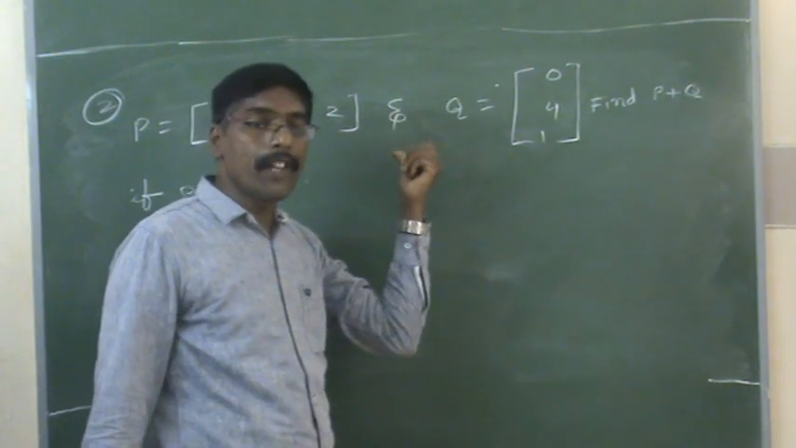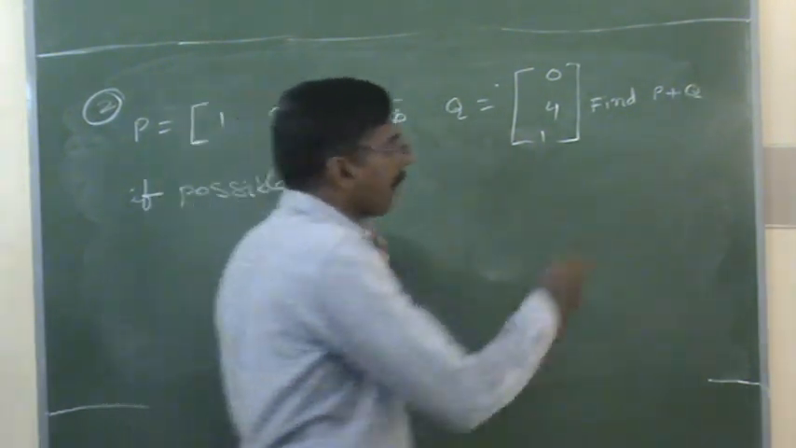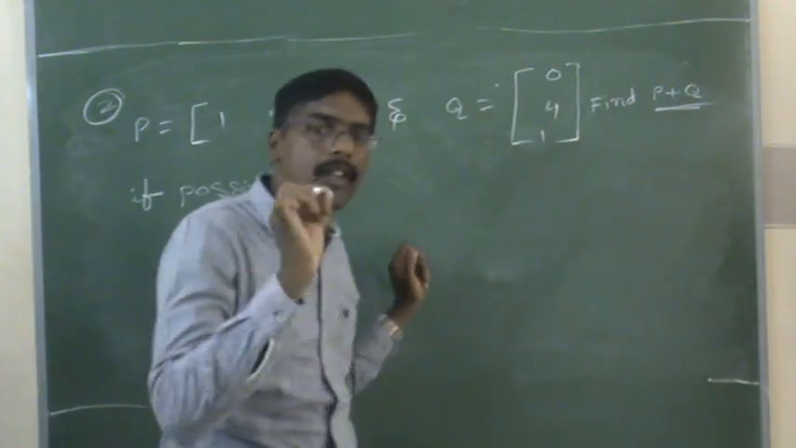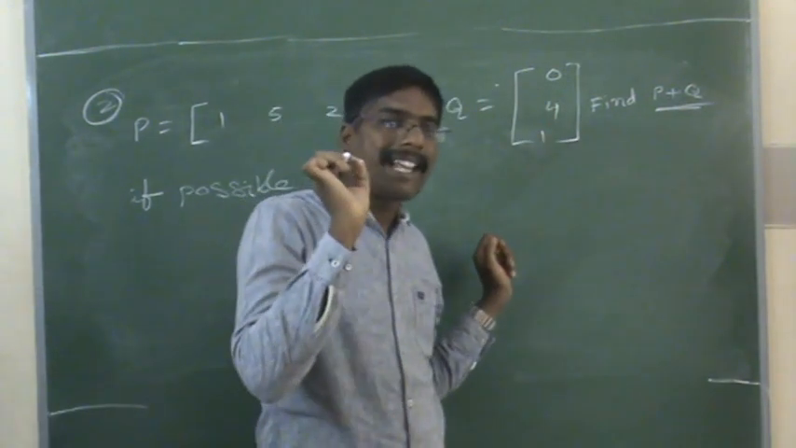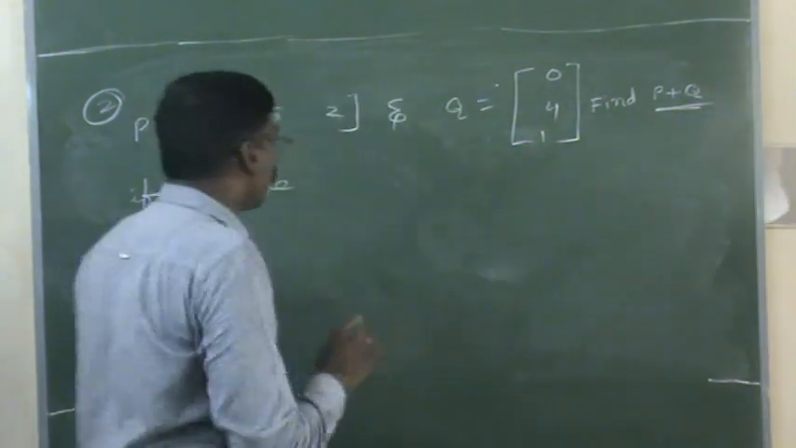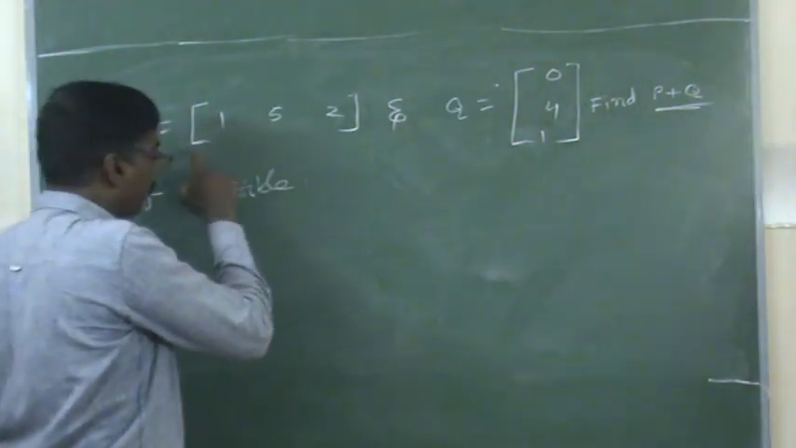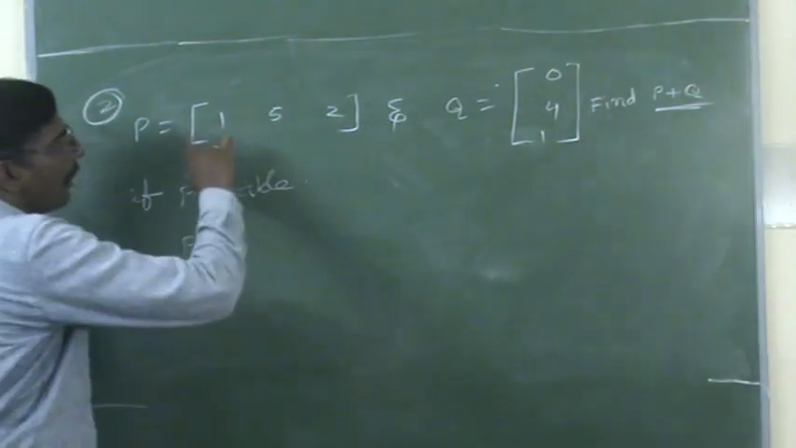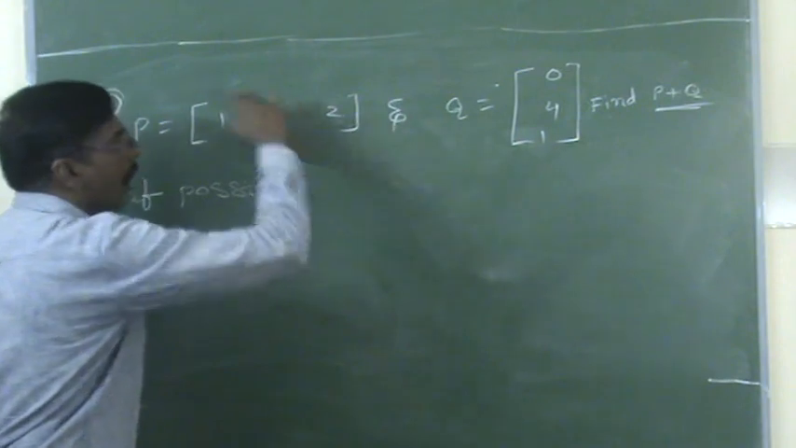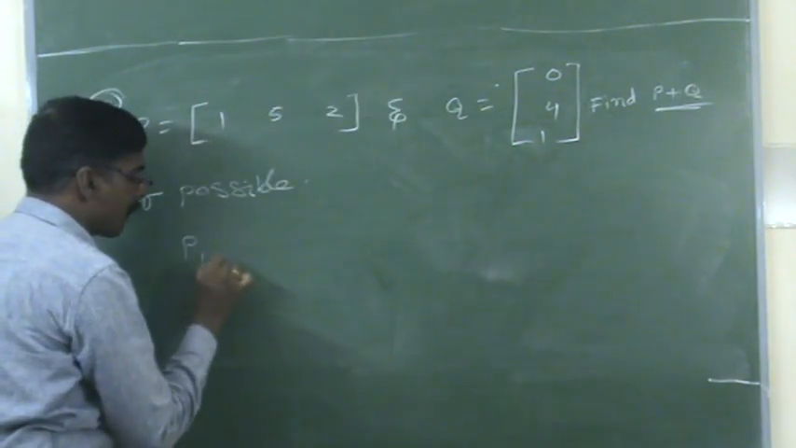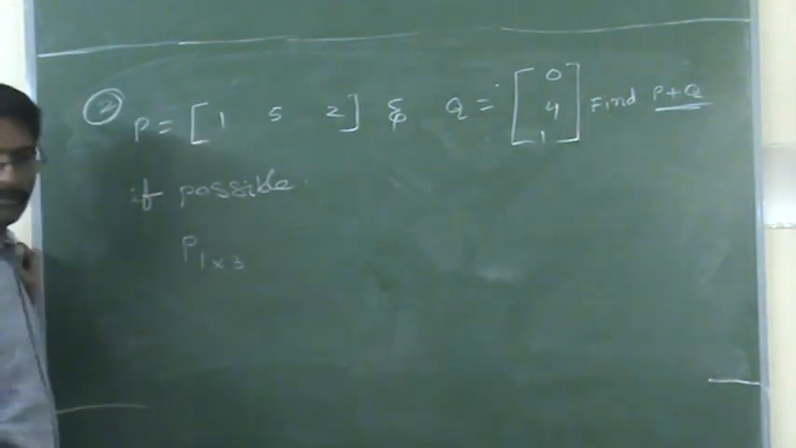Whenever we are trying to add the two matrices P plus Q, first we need to check if their orders are same or not. So now we take matrix P. Matrix P order: how many rows are there? Only one row. How many columns are there? 3 columns. So matrix P order is 1 by 3.